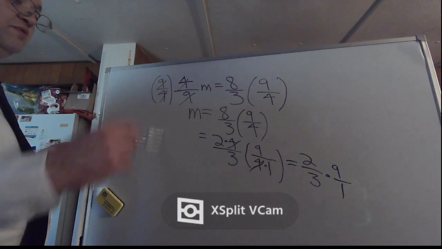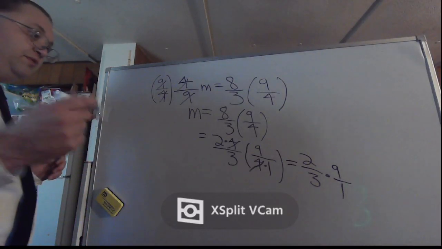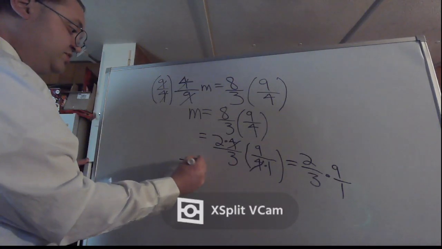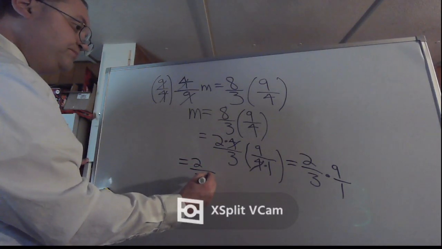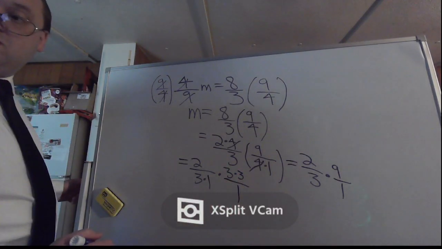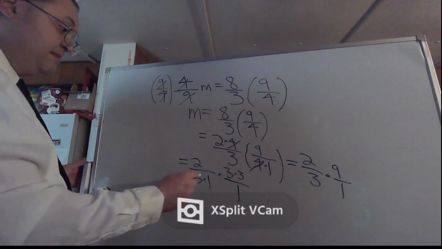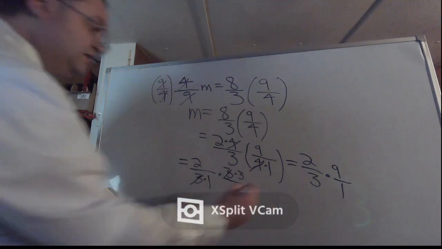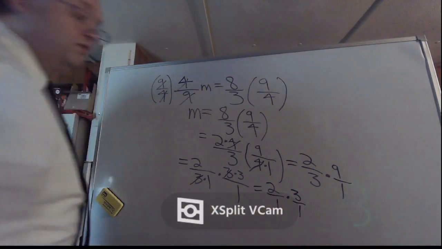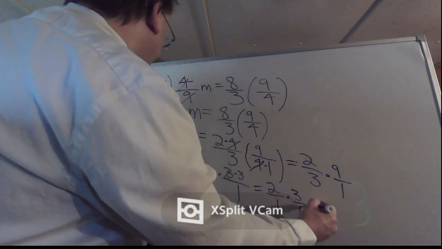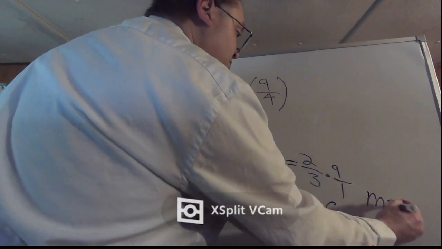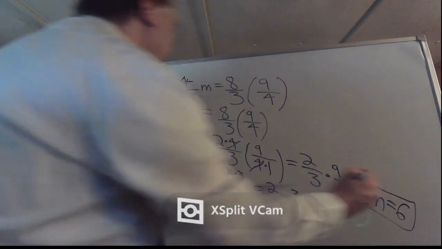But we can definitely cancel a 3 from a 9, can't we? Because 3 goes into 9 3 times. So we will continue here. We have 2 over 3 times 1 times 3 over 1. Well, we see that we have a common 3 that's going to cancel. So now you're left with 2 over 1 times 3 over 1, which would just equal 6. So m equals 6. That would be your final answer.